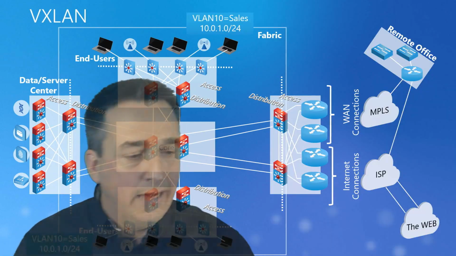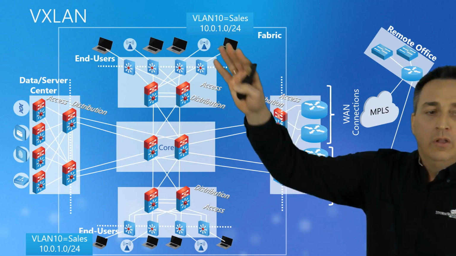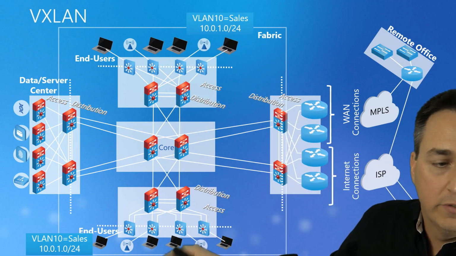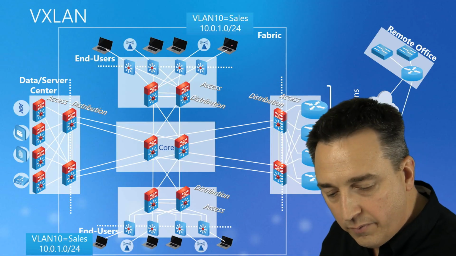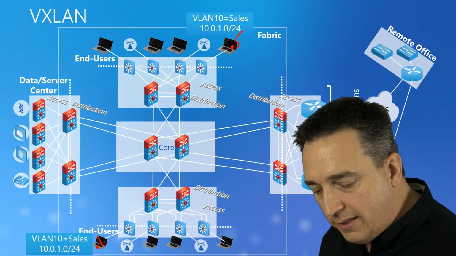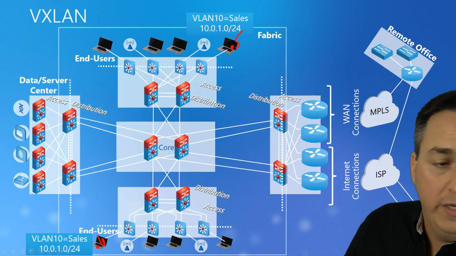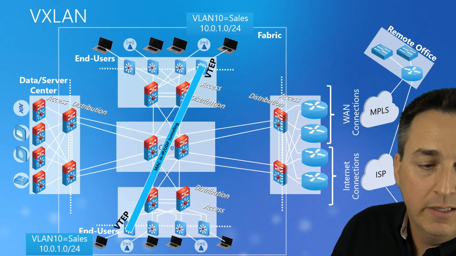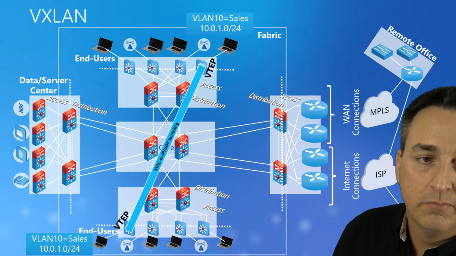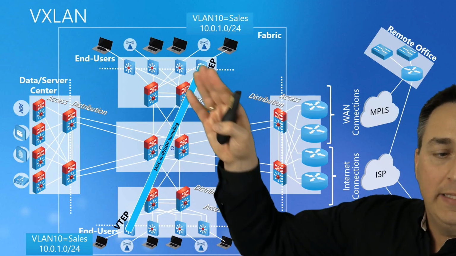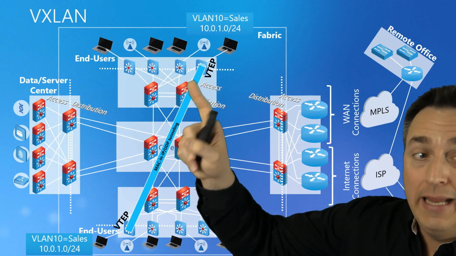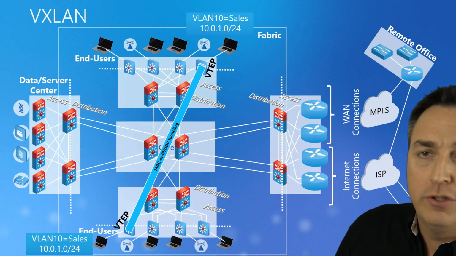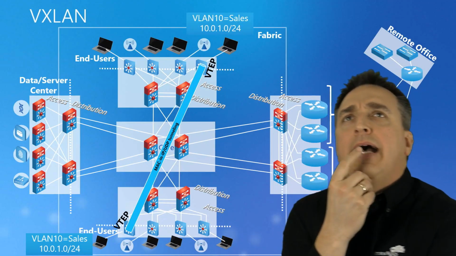So for VXLAN, I might be VLAN 10 here, sales, VLAN 10 here, sales. So let's say I'm .5 and you're .6. No problem. We need to talk to each other. We have our tunnel. It's called MAC in IP/UDP tunneling. So the VTEP is used to what? Encapsulate and decapsulate. The VTEP is used to encapsulate and decapsulate.